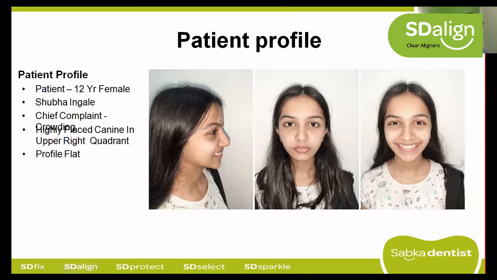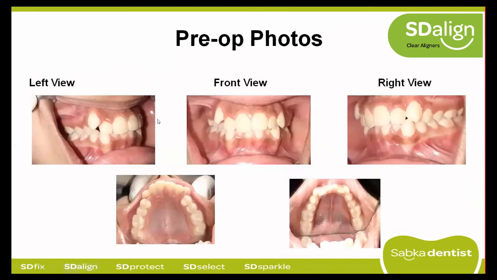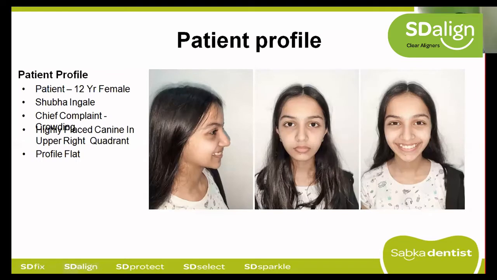Yes, so what I had understood is that the main requirement for the case is a highly placed canine in the upper right quadrant. The profile is flat for the girl. Also, there is some amount of buccal corridor which we can improve. So looking at the extraoral photographs, we need to mainly address the crowding and the buccal corridor. We can inbuild some expansion, and the profile is flat. So it tells us we can try and manage the case non-extraction, and the age is on our side. So even when we build in expansion, it will work very nicely.